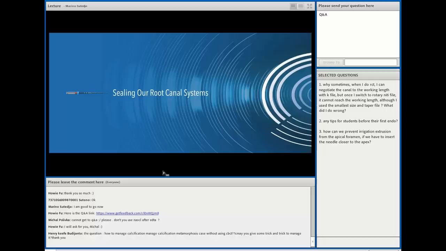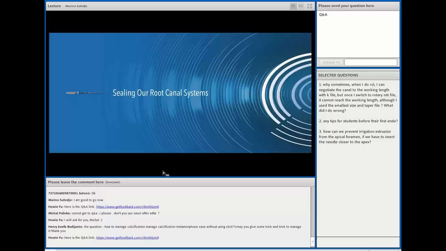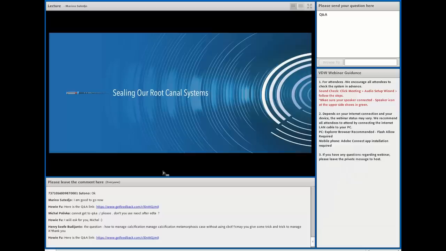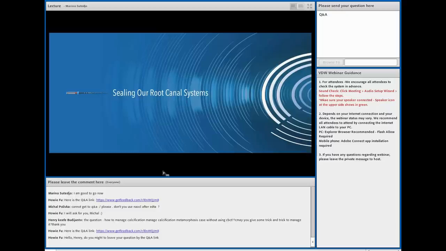Okay, good question. First thing first, do not over-instrument your canal. It means maintain your working length nicely. Don't go further beyond the working length, and try not to make it bigger, because the bigger the files, the wider the apical foramen, and the apical area has less resistance form. So if you are dealing with a wide apex, you need to put your irrigation needle about 3 to 4 millimeters short of the working length. But if you have a normal canal, you can go a little bit further.